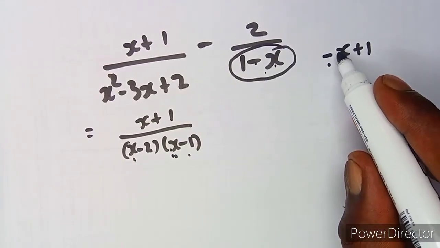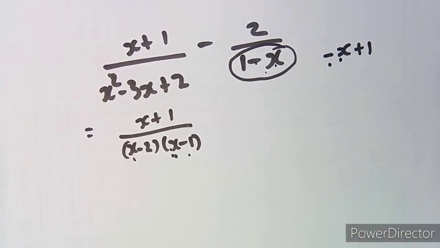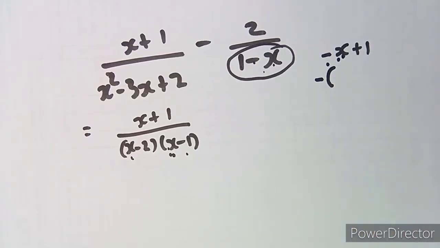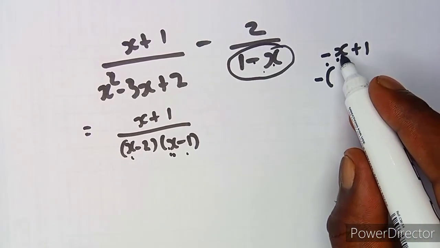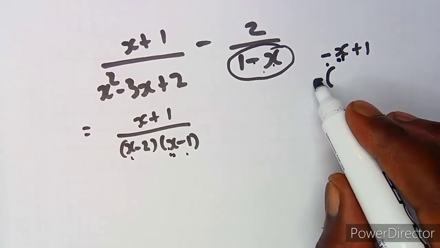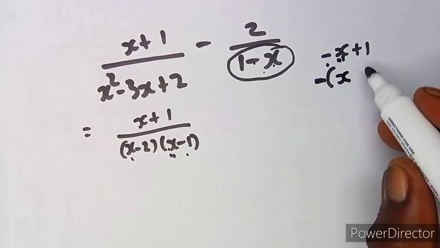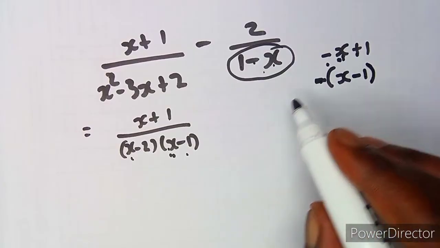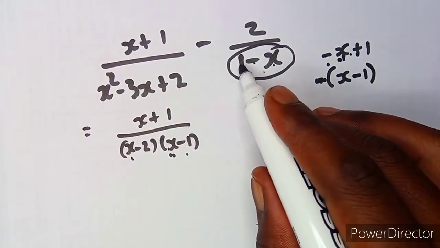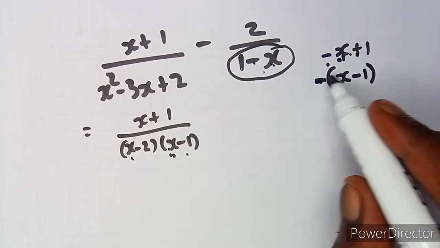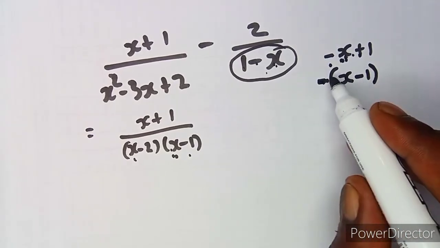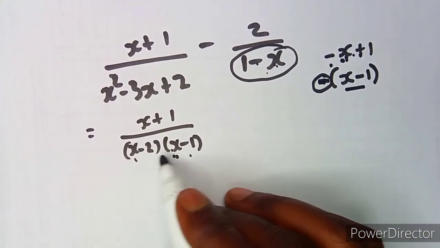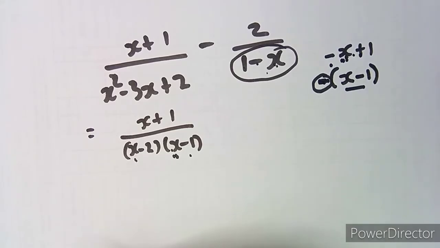Since this x is carrying a negative, we are going to factor out the negative that it is carrying. So if we factor out negative, it's minus x divided by minus, which is positive x, plus 1 divided by minus, which is minus 1. So minus x plus 1, which is the same as 1 minus x, is the same as minus into x minus 1. So we now have a minus, and this bracket is in the same order as these two brackets, starting with positive x.